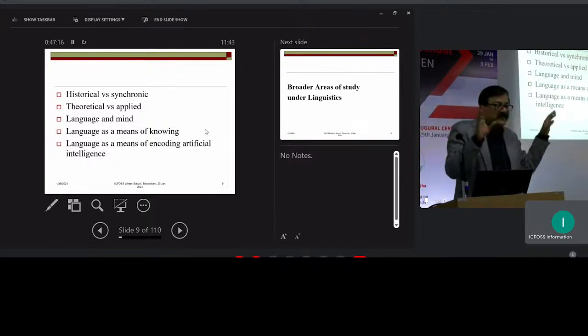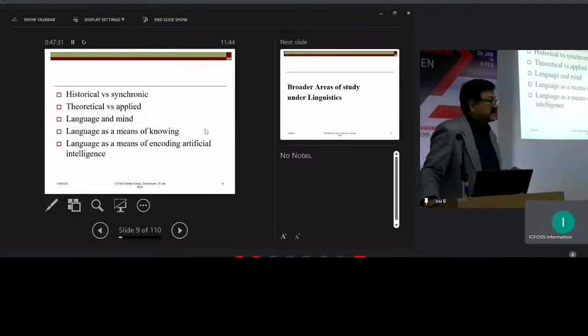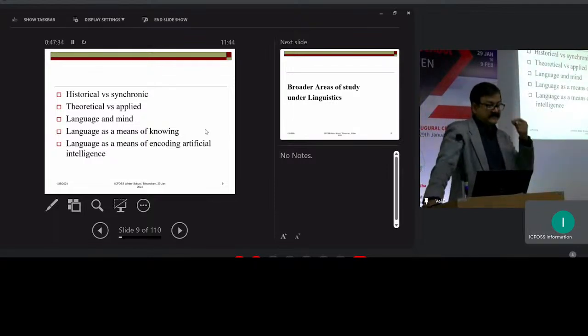If you remove language from the brain, what remains? Can a human being be without language? All these fundamental questions are asked. And in the Indian tradition, there was a huge discussion on Shabda. Shabda as a means of communication, a means of knowing.